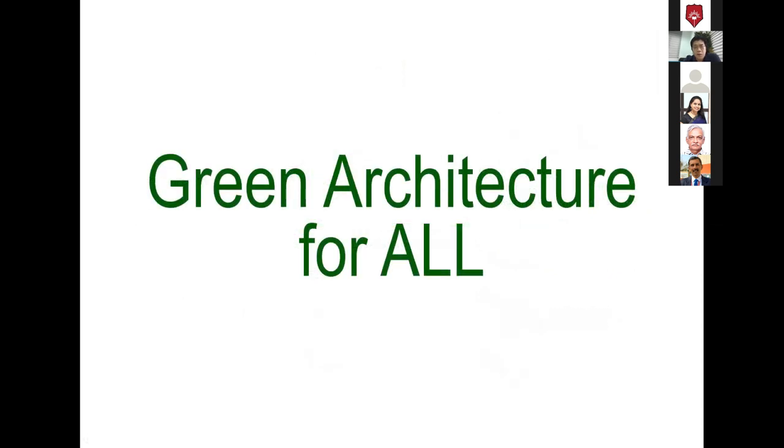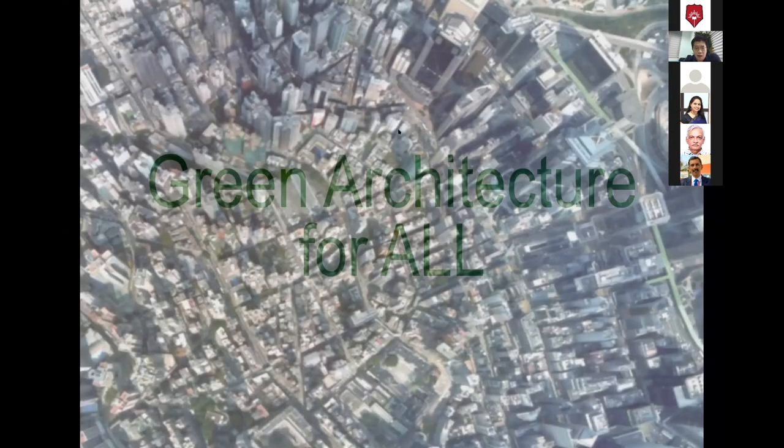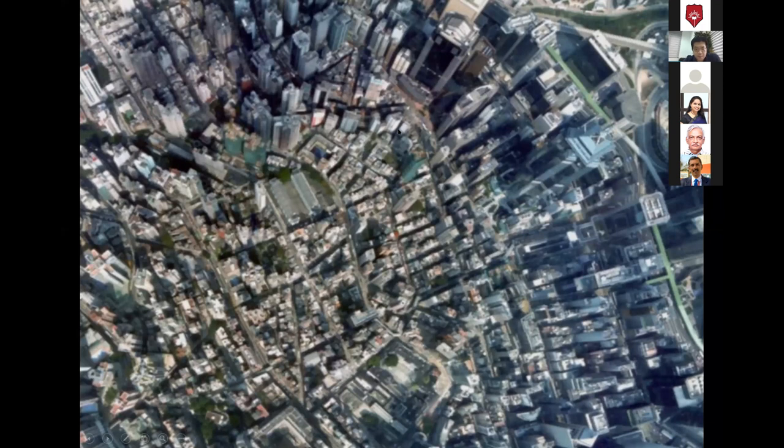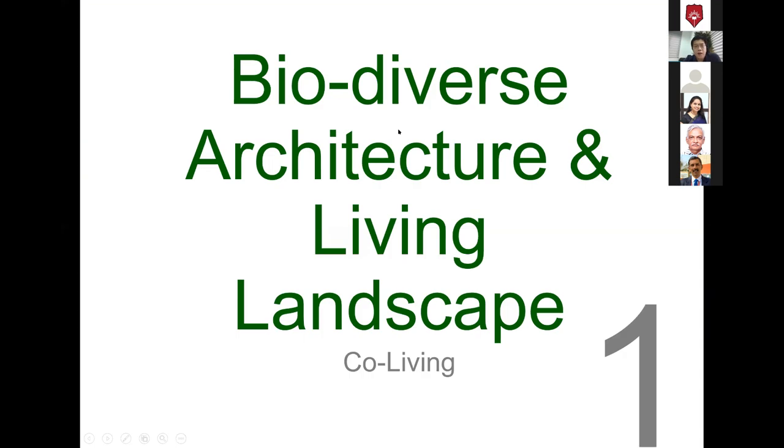So that drove me to research the green neighborhood, what we call green architecture, for all high-rise urban cities, like the case in Hong Kong. I would like to share with you four different design approaches or considerations in the green neighborhood in a high-rise city. The first one is biodiverse architecture and living landscape, what we call co-living.